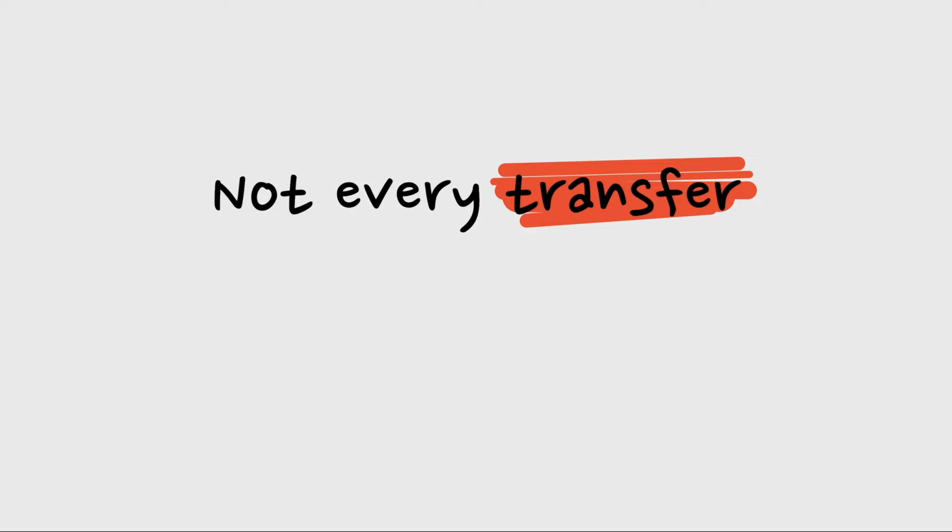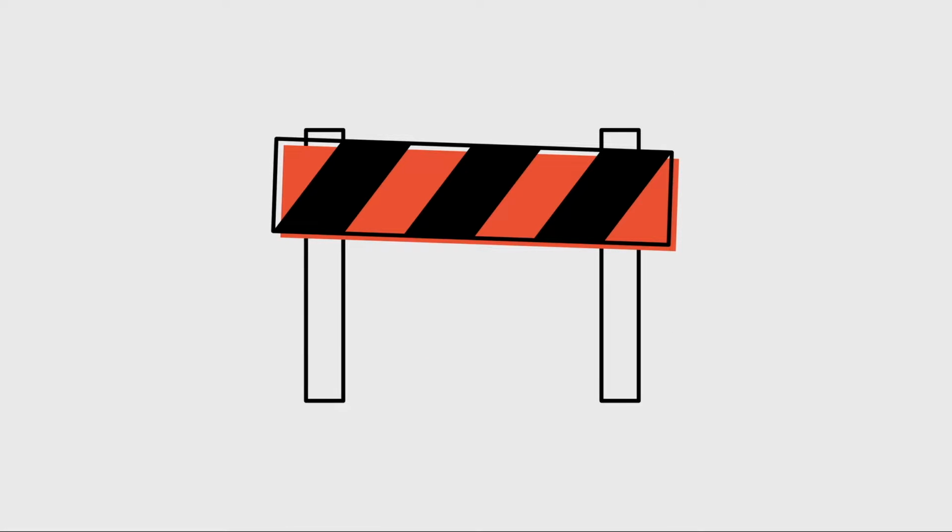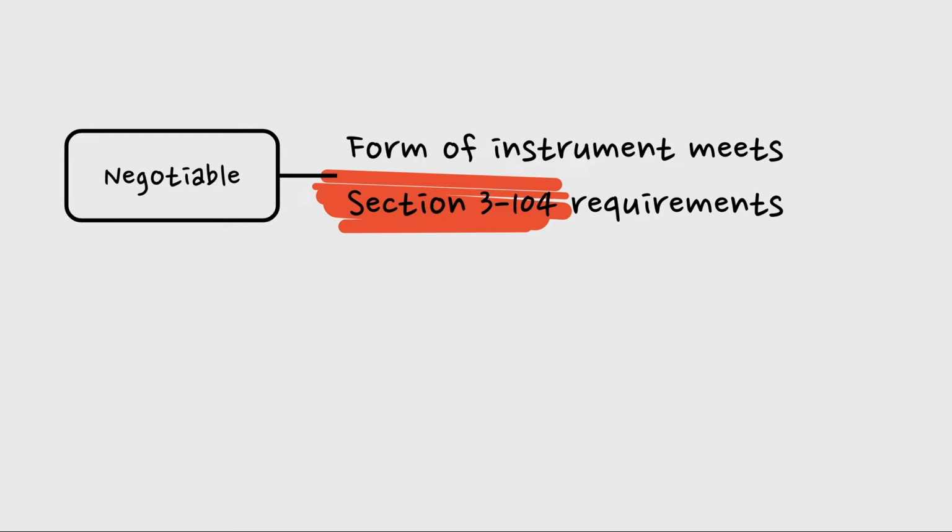But the key thing to understand is not every transfer is a negotiation. Not every transfer is a negotiation. And before we delve into everything that means, let's take a quick detour to make sure we keep our terms straight. Negotiable is the term we focused on in the last lesson, our first lesson. Negotiable goes to the form of the instrument, of the note or the check. And we're asking, does it meet the requirements to fall under Article 3? Is it a negotiable instrument?